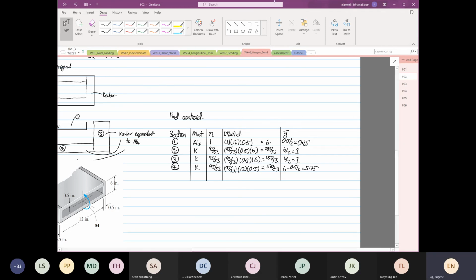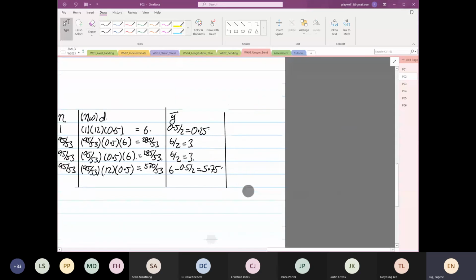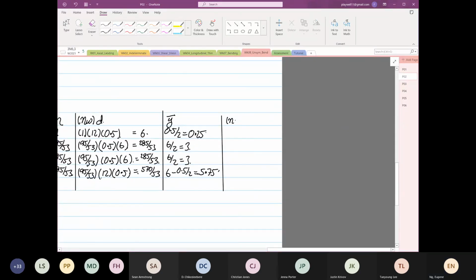And then finally, you guys will be expert on doing this by now, I think. Your final term over here is width multiplied by d y bar. Okay, so 6 multiplied by 0.25 is 1.5. 3 multiplied by 285 over 53 is equal to 855 over 53. All right, so it's 570 over 53 times 5.75.